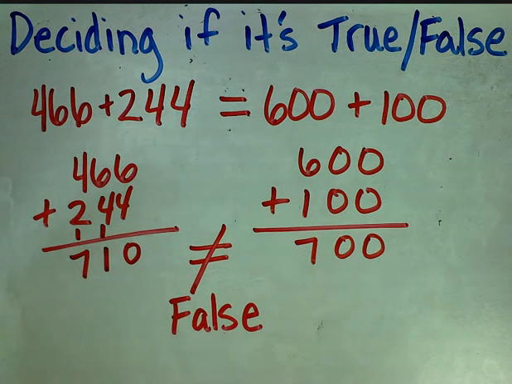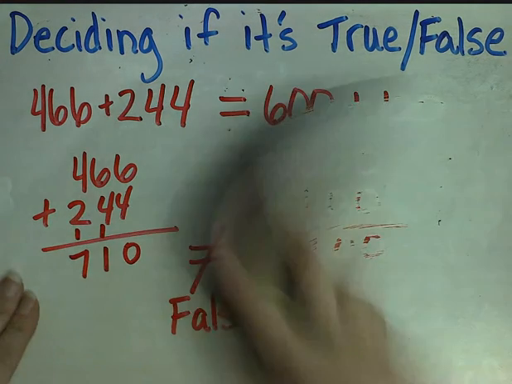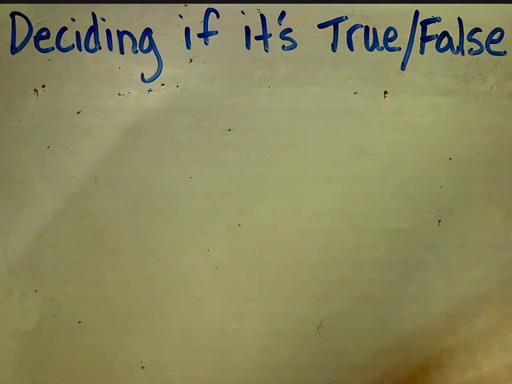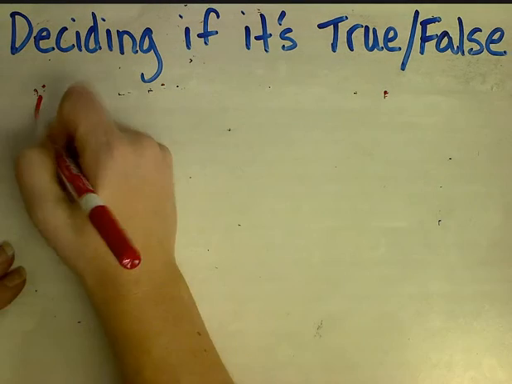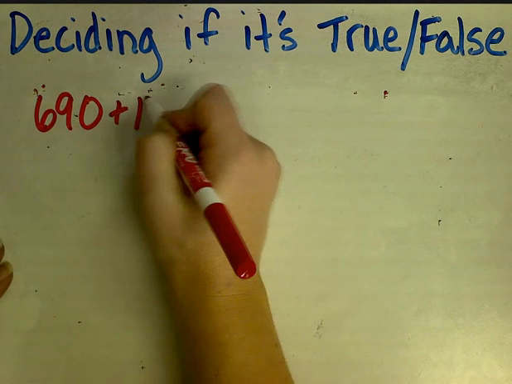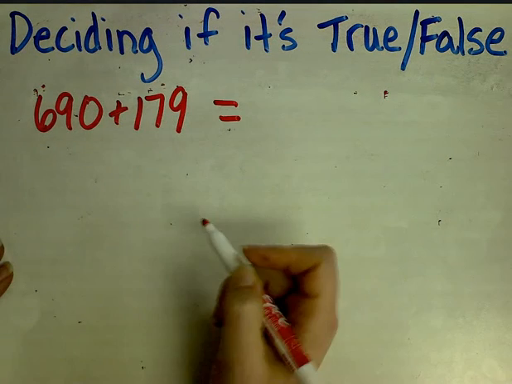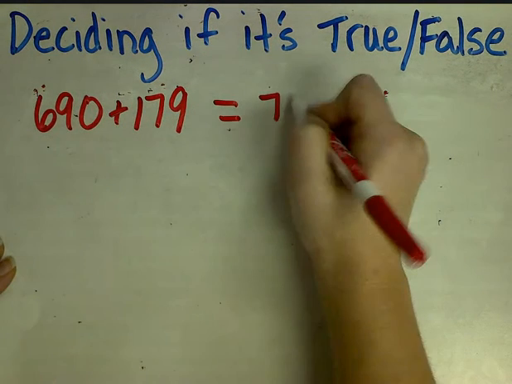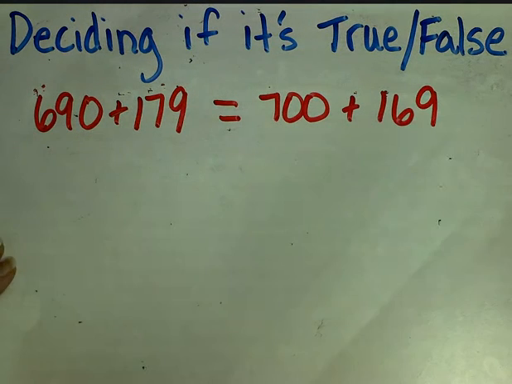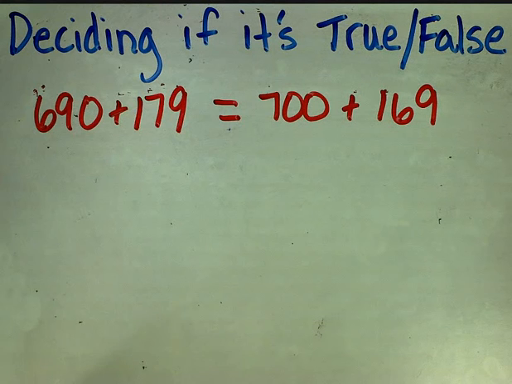Let's take a look at another example. In this one, we're starting with 690 plus 179 is equal to or the same as 700 plus 169. Now, students may look at this one and think that the numbers are very close together and again solve it by using one of their mathematical strategies.